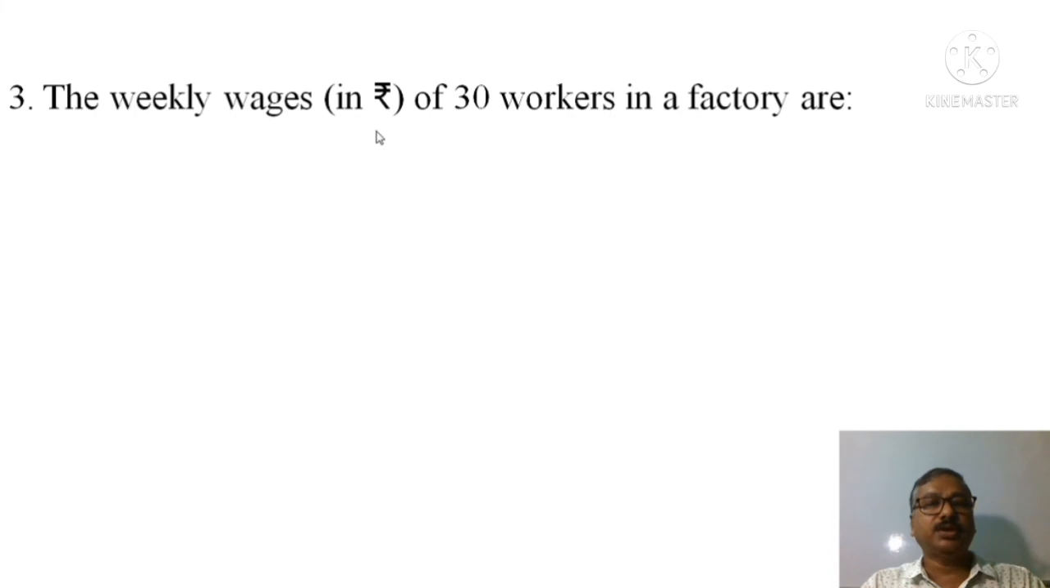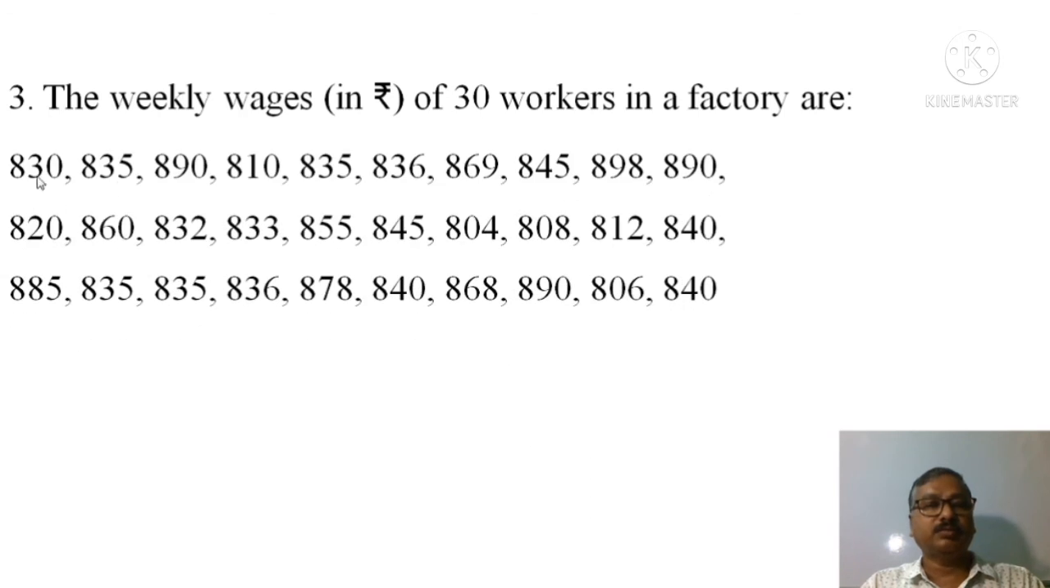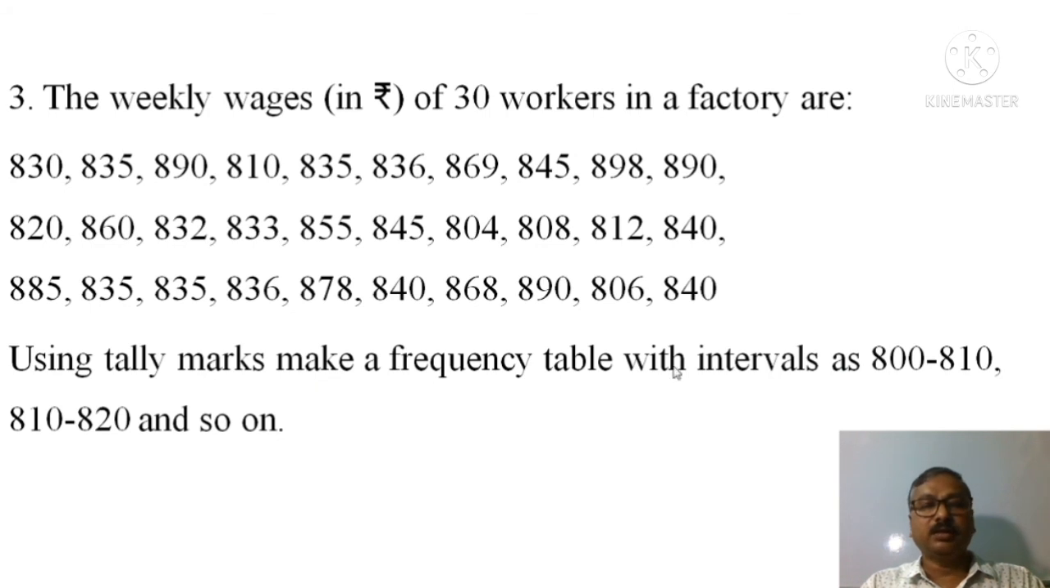The next question is: the weekly wages in rupees of 30 workers in a factory are as follows. This is 30 workers, so this is 10 into 3, 30. 30 workers in a factory, weekly wages. In 1 week they are getting 830 rupees and 835 rupees and so on. So this is some information given. From that, using tally marks and frequency, make a frequency table with intervals. The first interval is given as 800 to 810 and 810 to 820 and so on. So the highest observation is 898. So we have to make it from 800 to 900.